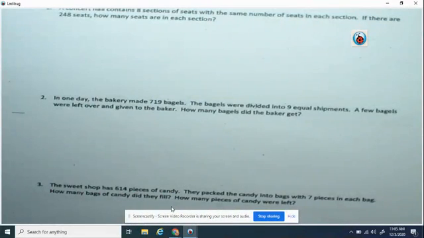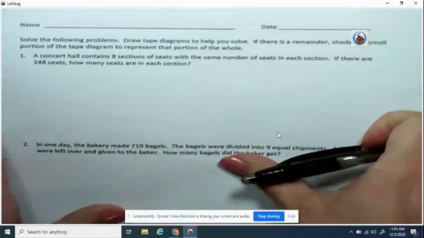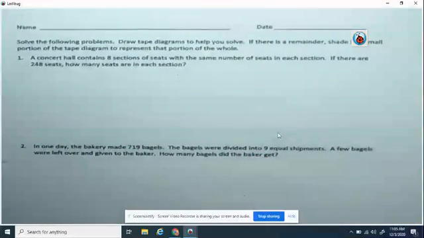Alright guys, we are getting ready to do lesson 32, and we skipped 31 on purpose, okay? So we're just doing lesson 32. We did 30 yesterday, today we're doing 32. Lesson 31 and 32 are very much the same. So we're doing word problems, okay?